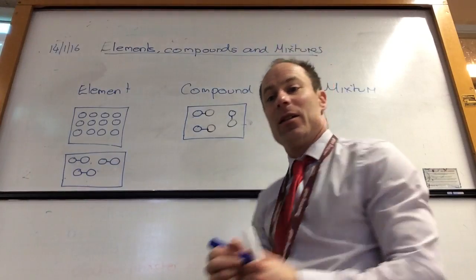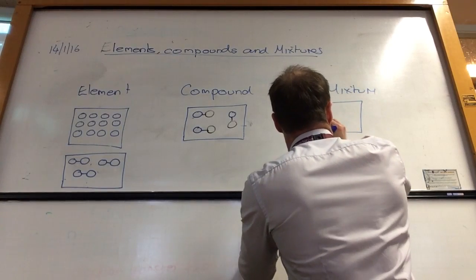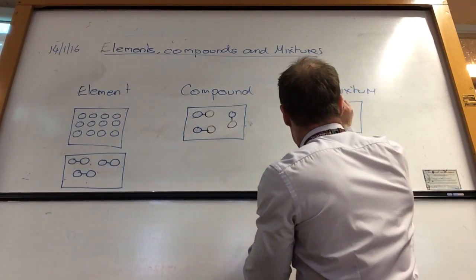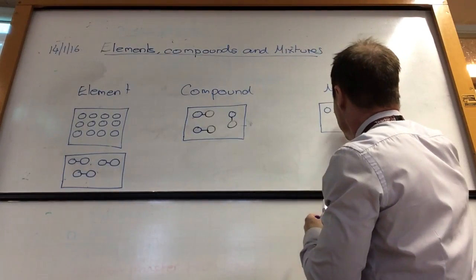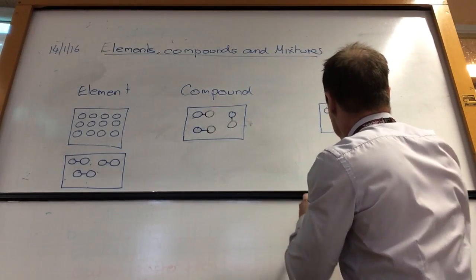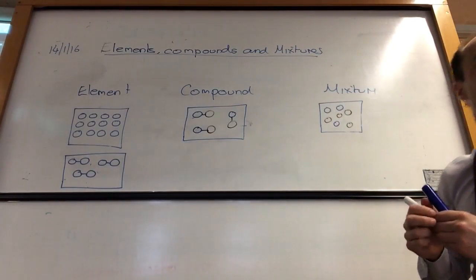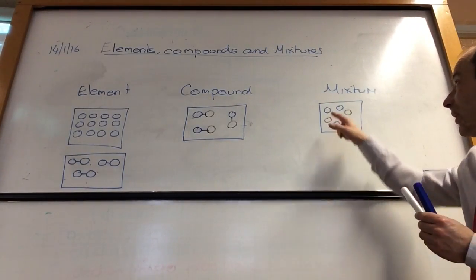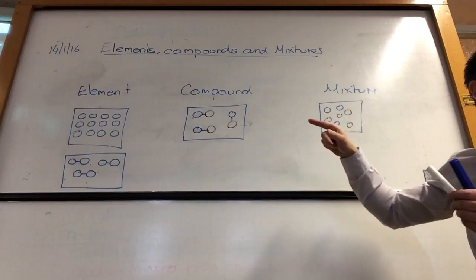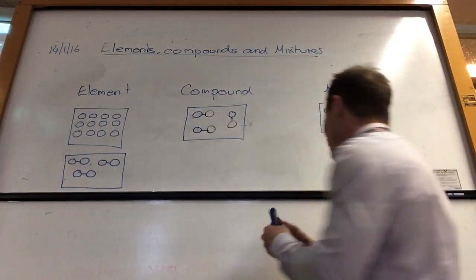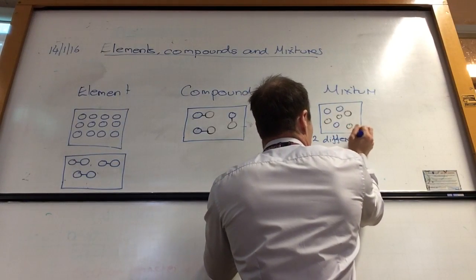And then finally, should we do a mixture? You know you want to. So a little mixture here. So what would this be? This would be a mixture of, I've got two different types of particle. These are atoms, so that's an element. That's an element, so this is a mixture of two different elements. Brilliant, yeah. So this is two different elements.